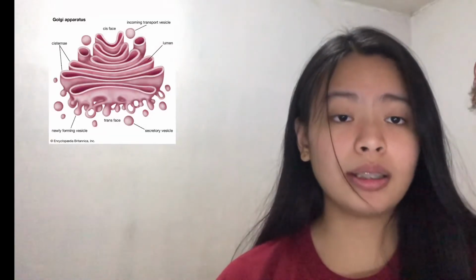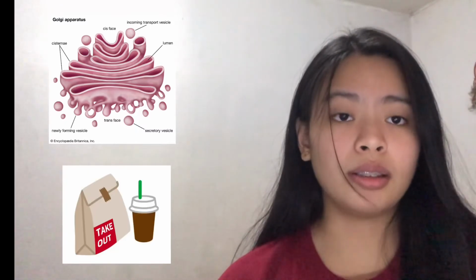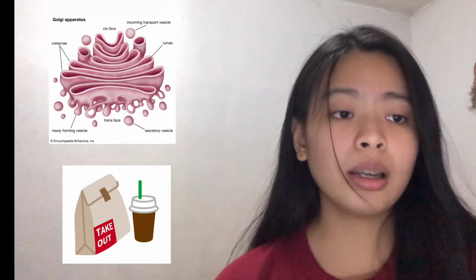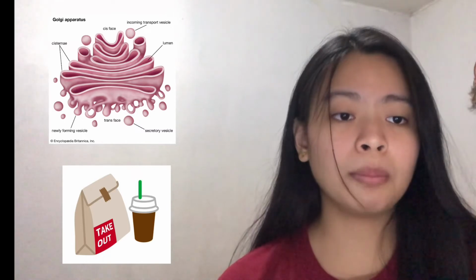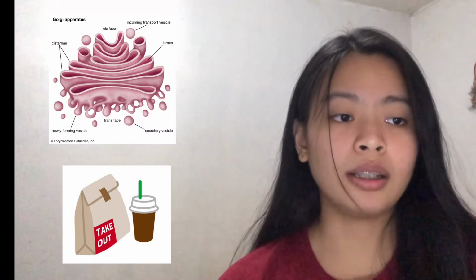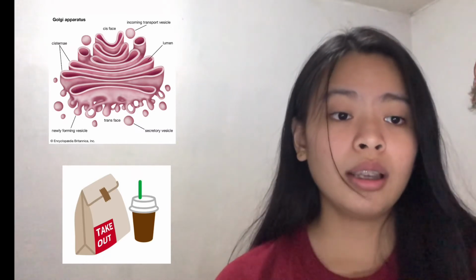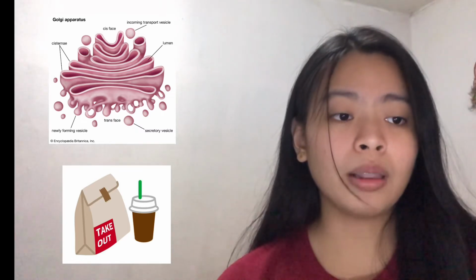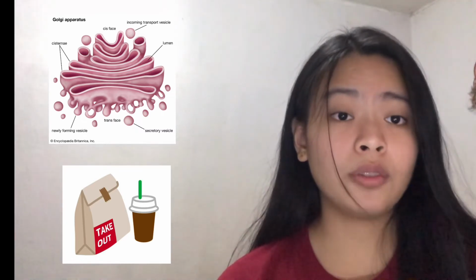Golgi apparatus as the takeout department of the restaurant. In a cell, the Golgi apparatus modifies, sorts, and packages proteins and other materials for storage. In a restaurant takeout department, they package the food for storage for customers.